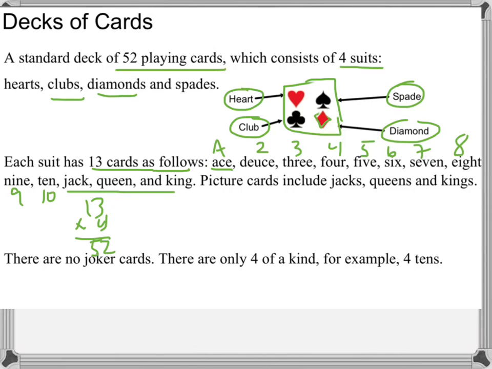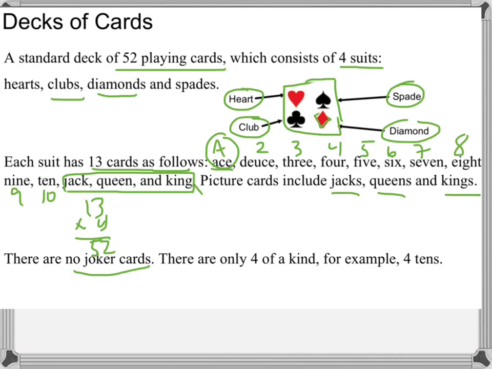Now the jack, queen, and king are the cards with the pictures on it. So when you see picture cards, we're talking about jacks, queens, and kings. The ace is sometimes played as a low card, sometimes it's a 1, and sometimes it's played as above a king. But when someone's saying picture cards, they're talking about just the jack, the queen, and the king. The joker is not actually part of the deck of cards that you play with. It's included in the pack of cards that you get, but it's not part of the 52 playing cards.